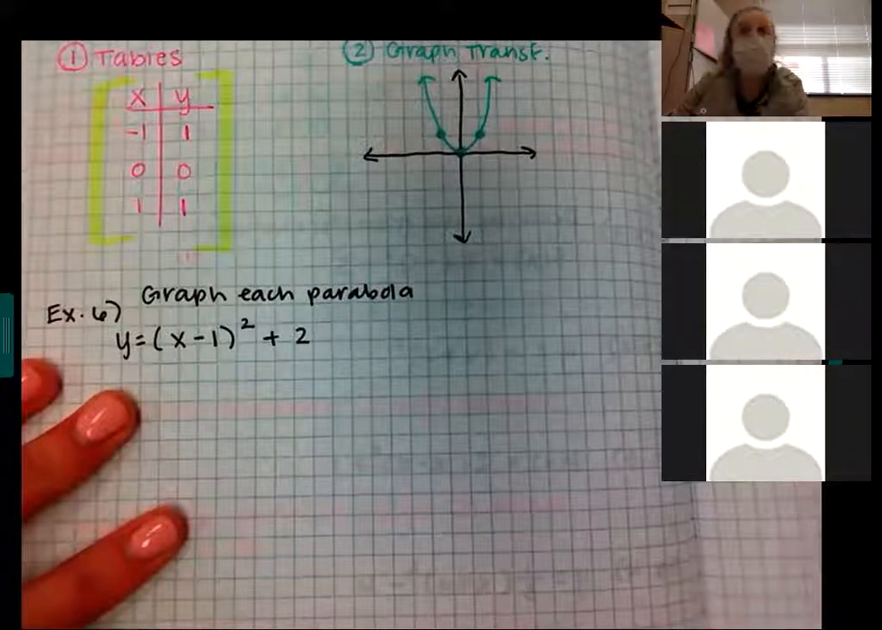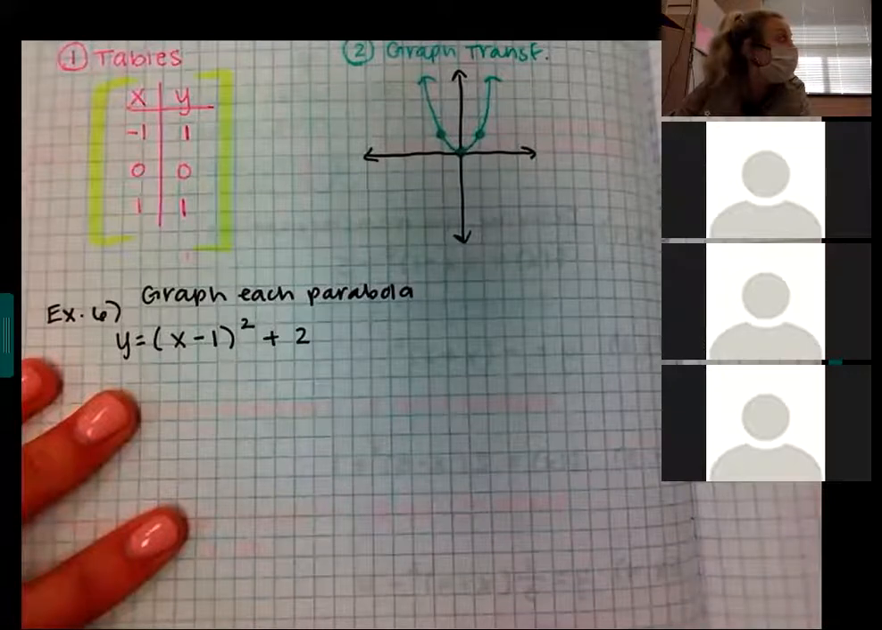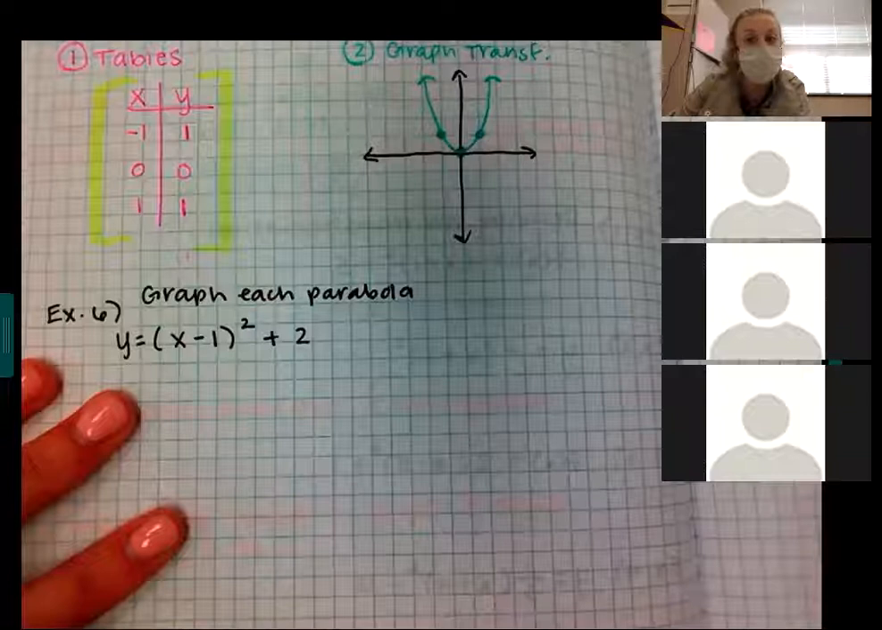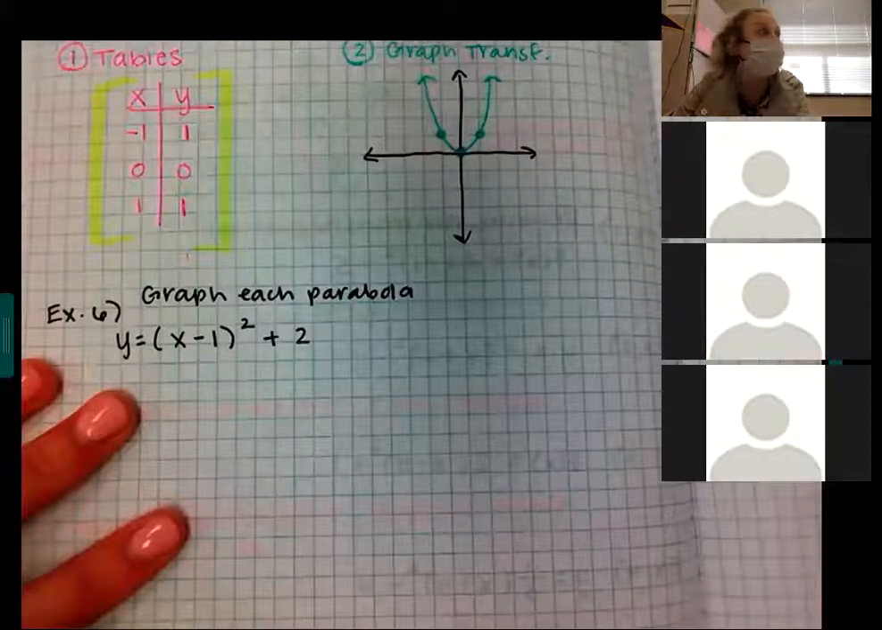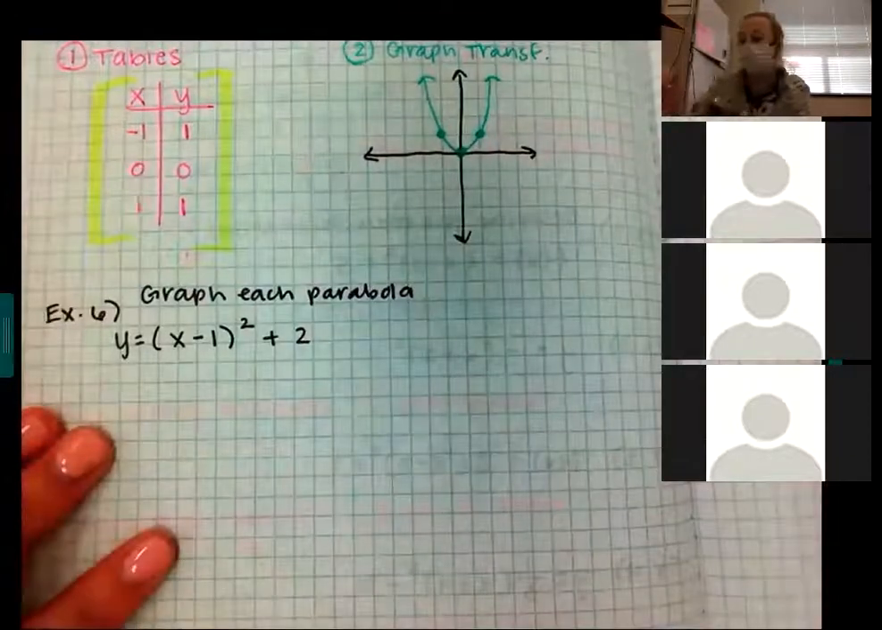Do you guys want me to show you how to graph it using the tables first or graphing it using transformations? Okay, I heard transformations. People at home, is that okay with y'all? Yeah. Okay, my in-class people with their heads down and stuff, y'all stay with me. I'm going to keep it 100% real with y'all. If you can learn how to graph it by transformations, it saves you time and it's easier. So I'm going to do transformations first. That sounds like a good idea.